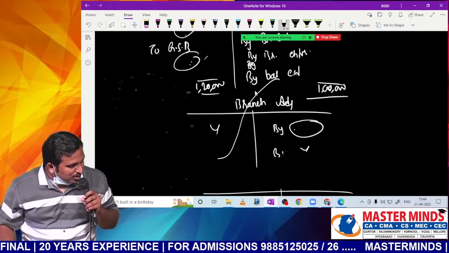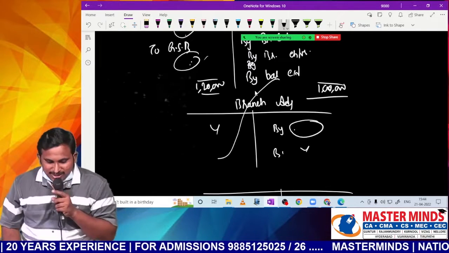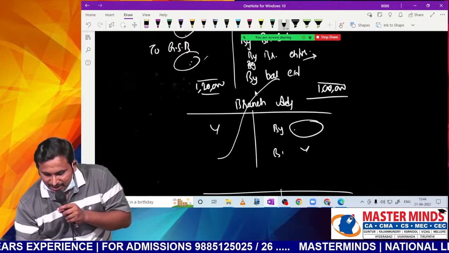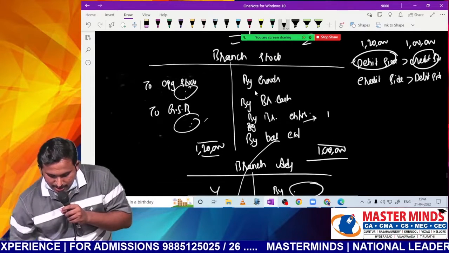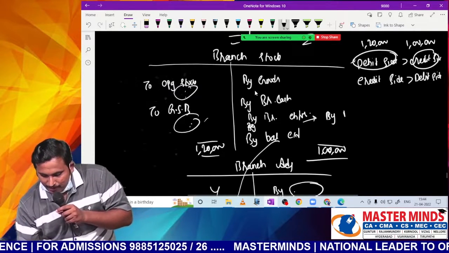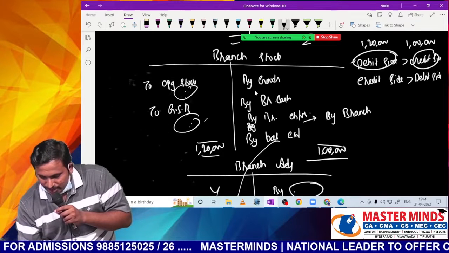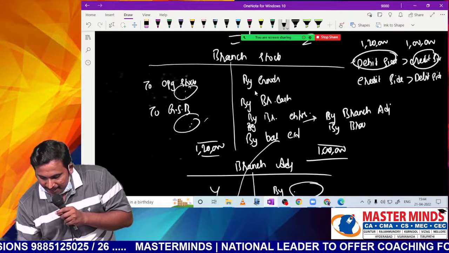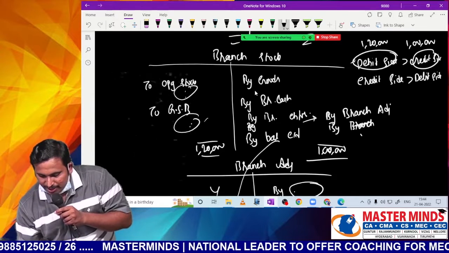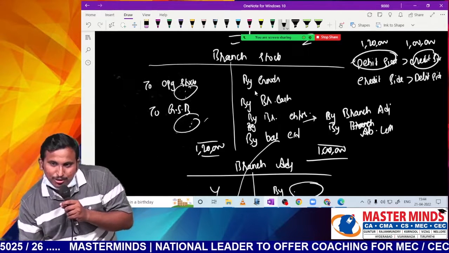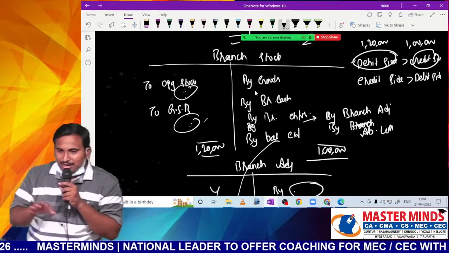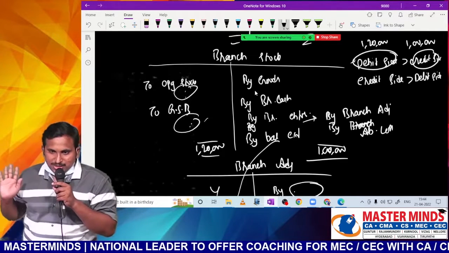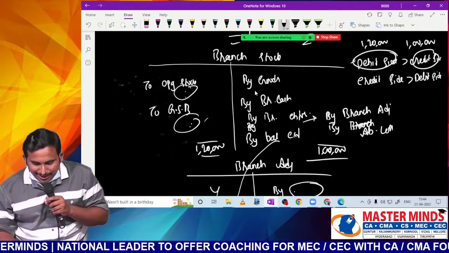Have you understood, sir? Two portions are there. One is the loading portion, which is by branch adjustment. The other one is by branch P&L, or of course you can write by abnormal loss. Later on in P&L you can write branch P&L, or you can write to abnormal loss. It is okay. Now I'll tell you the reason, sir.